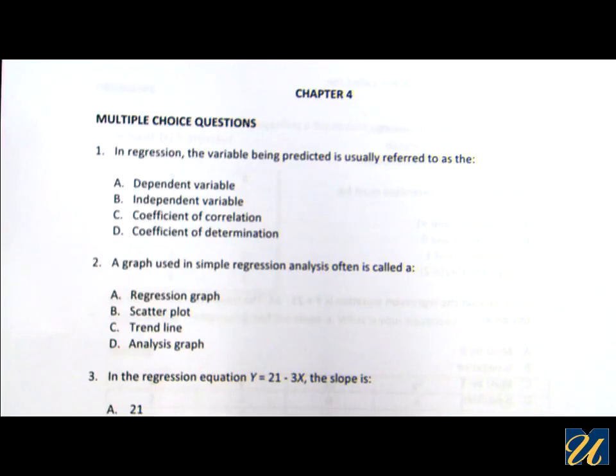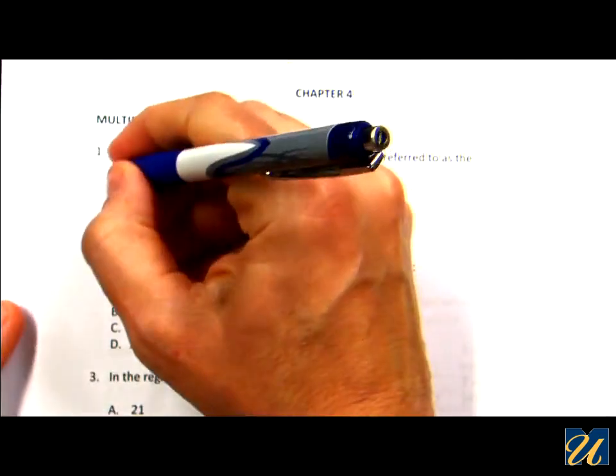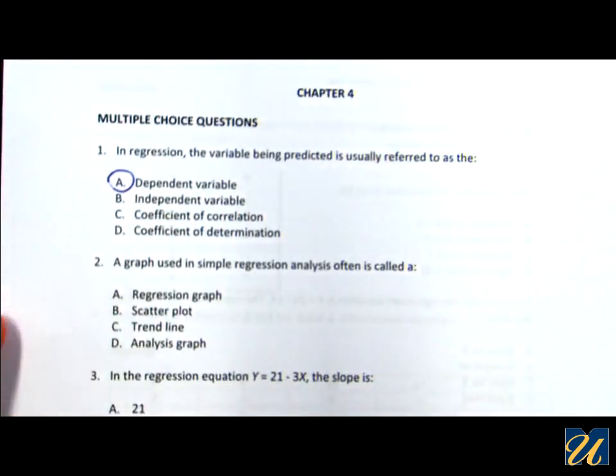Let's take a look at the exercises for chapter 4, starting with the multiple choice questions. In regression, the variable being predicted is usually referred to as the dependent variable. A graph used in simple regression analysis often is called a scatter plot.